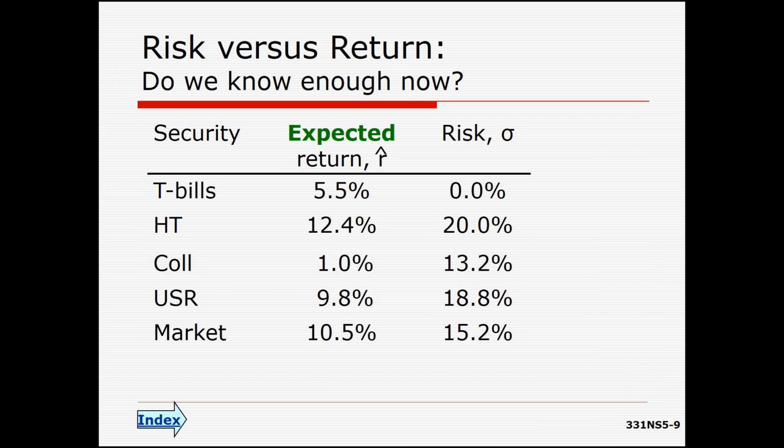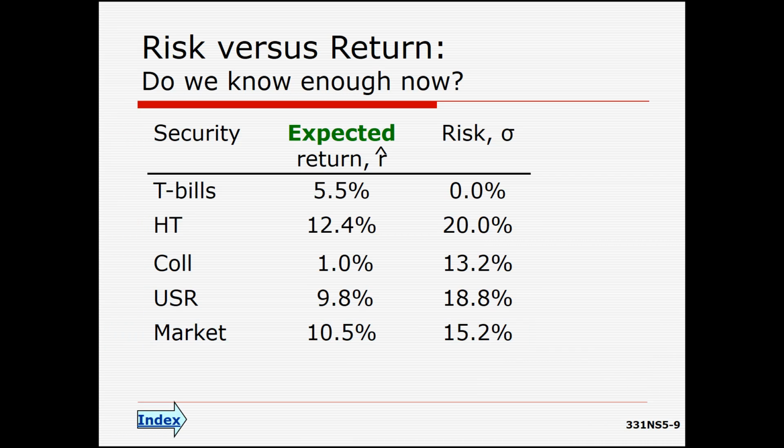Here we have the expected returns and standard deviation for all assets in our sample group. T-bills, 5.5% return, 0 risk. High-tech, 12.4% return, 20% risk. Collections, 1% return, 13.2% risk. U.S. rubber, 9.8% return, 18.8% risk. And the market, 10.5% return, 15.2% risk.